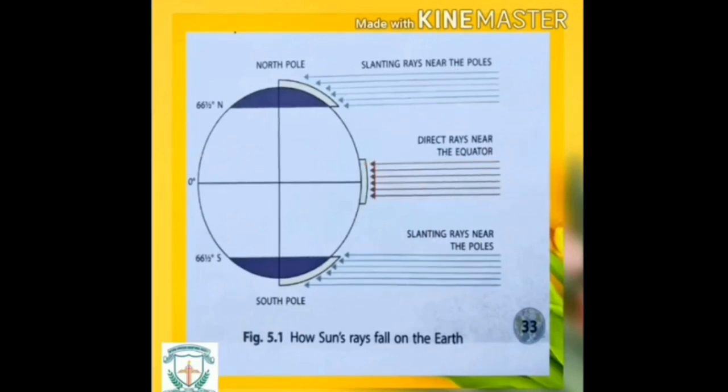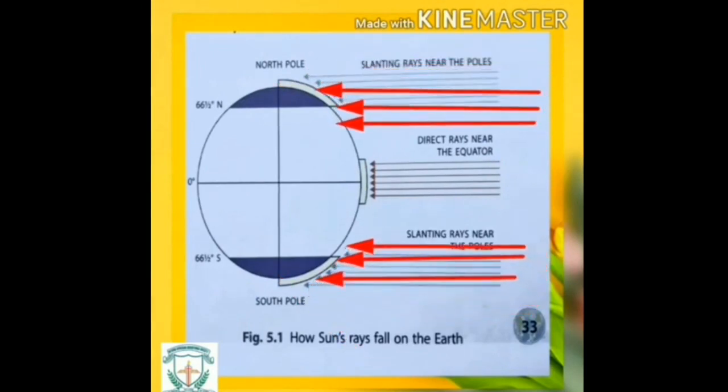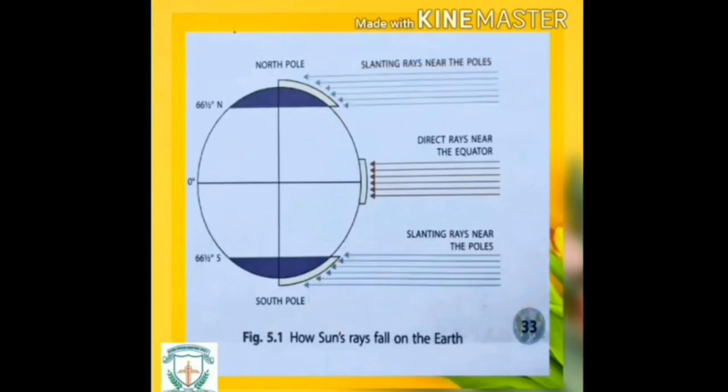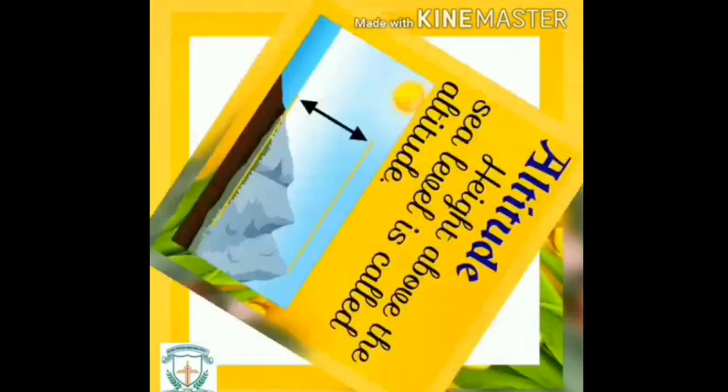As we move away from the equator and towards the poles, the rays become slanting and cover a large area. Thus, places near the equator receive more heat. These places are hotter than those which are away from the equator. The second factor that influences climate is height above the sea level, meaning altitude.